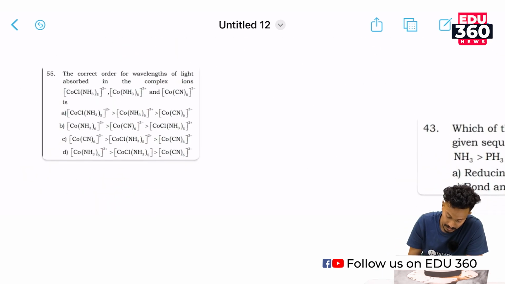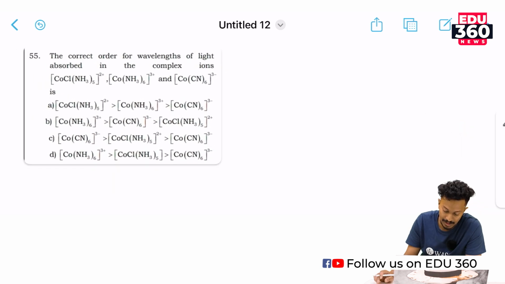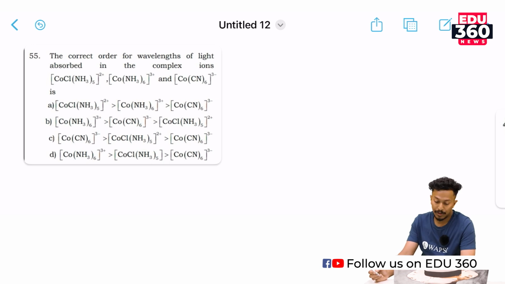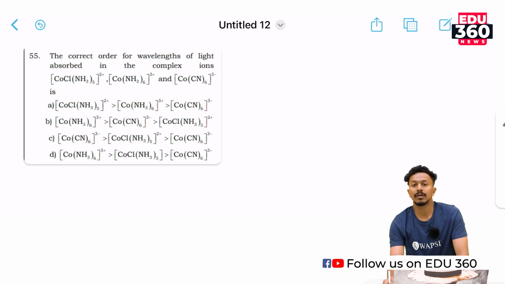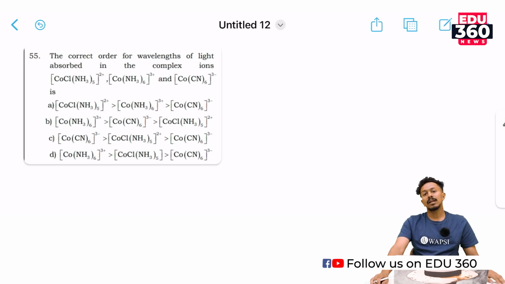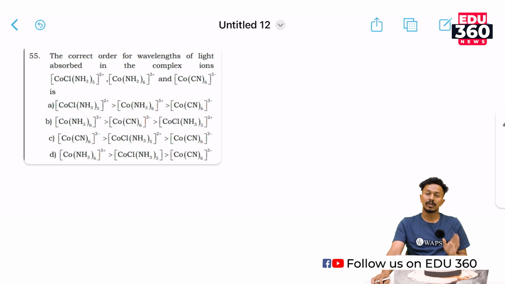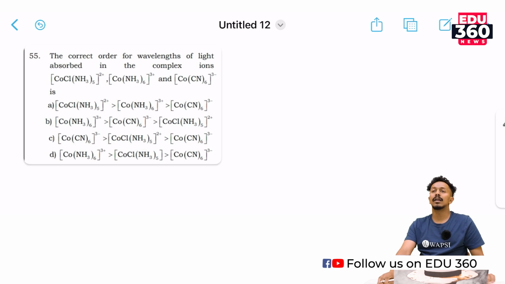Okay, the next question: the correct order of wavelengths of light absorbed in the complex ions. The compounds are [CoCl(NH3)5]2+, hexaamminecobalt and hexacyanocobalt. These are our compounds. We have to find the order of their wavelengths of light absorbed. The wavelength of light absorbed is inversely proportional to the strength of the ligand. We always know that: the stronger the ligand, the lesser the absorption of wavelength.